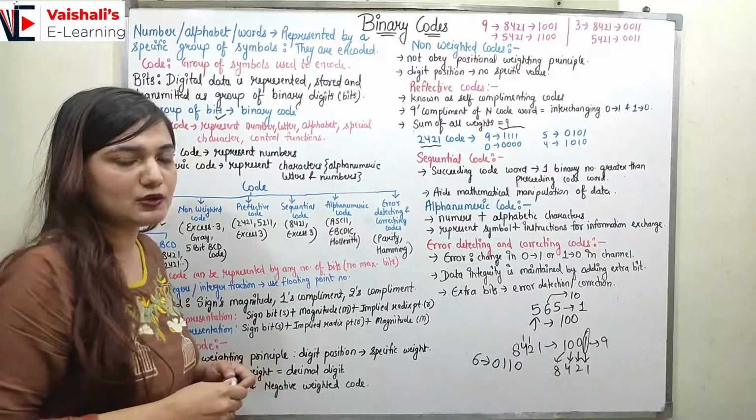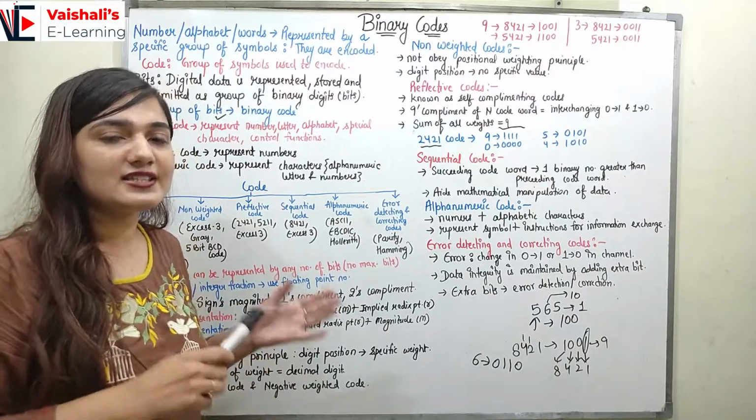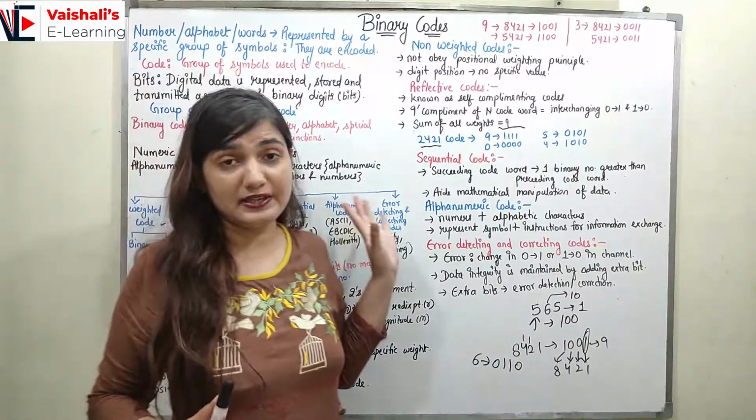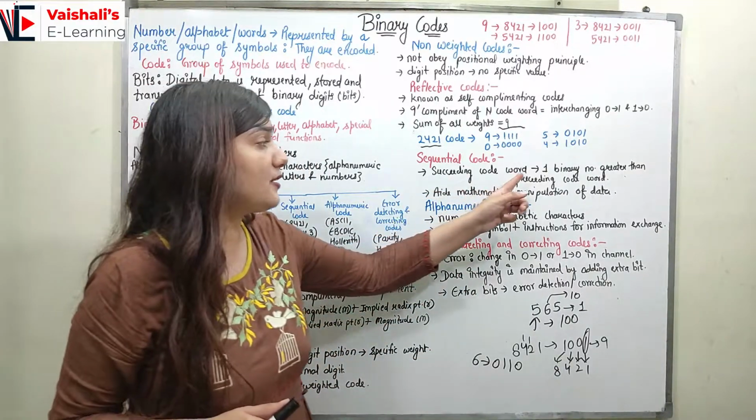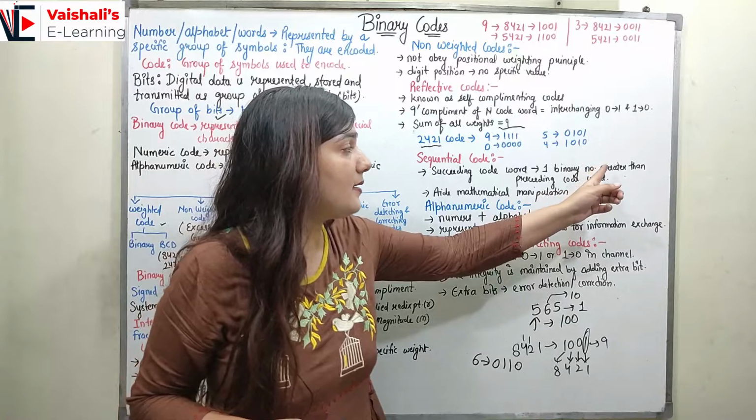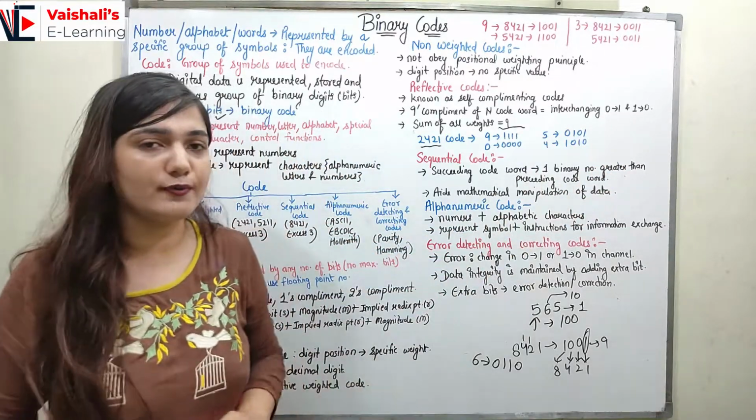Coming to the sequential code. Sequential code is the next type of code which has numerous applications. Why does it have numerous applications? Because the succeeding code word is one binary number greater than the preceding code word, right?